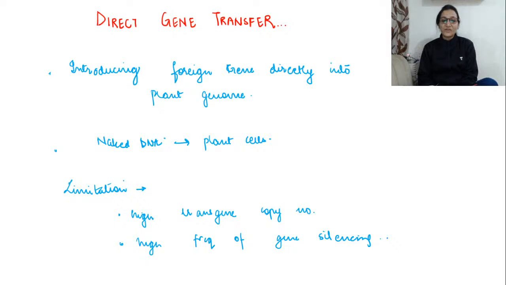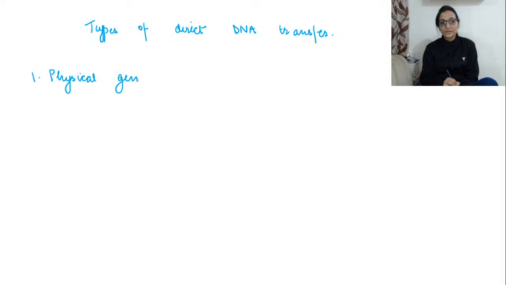So high frequency of gene silencing, then types of direct DNA transfer. Let us see that. Types of direct DNA transfer. First is physical gene transfer methods.